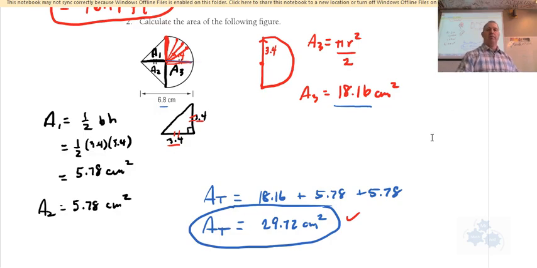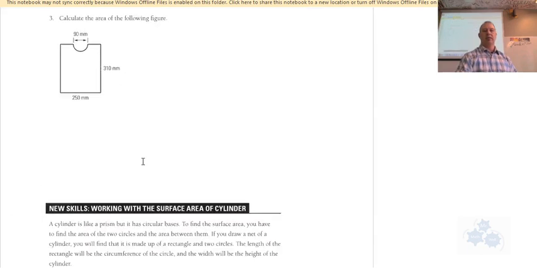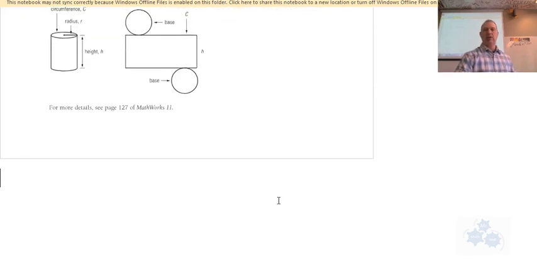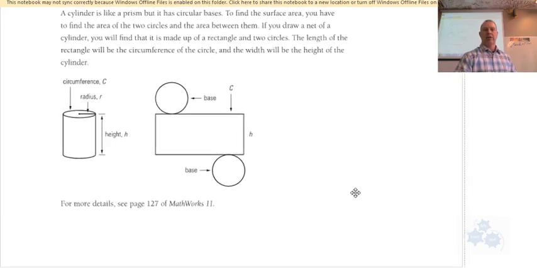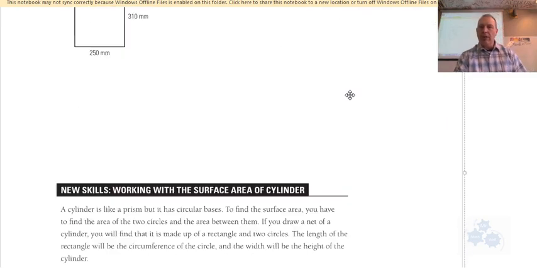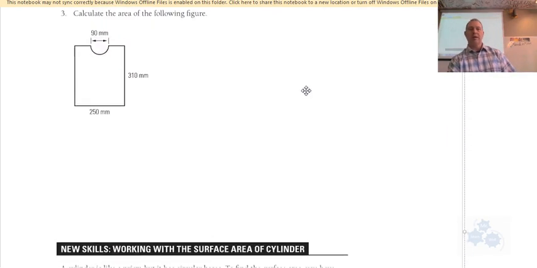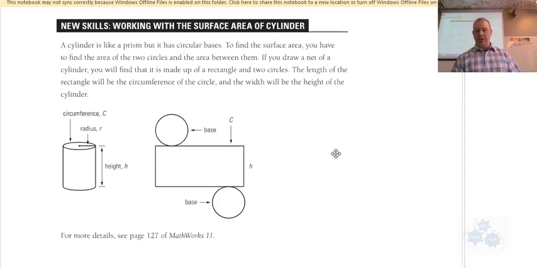All right. So there's going to be one more question for you to do, but you'll have to do that a little bit later in class or on your own time. So we will move to the next teaching section here, which is working with cylinders. So on page 151, you will have to come back to this number 3. But on page 151, let's talk about cylinders now.